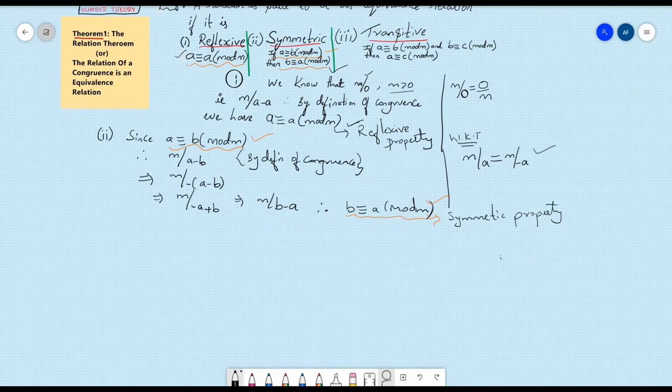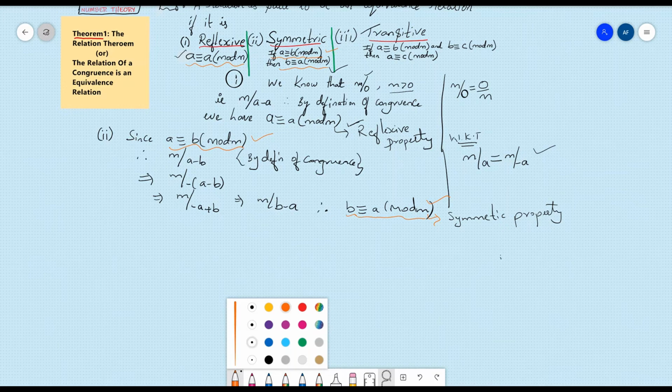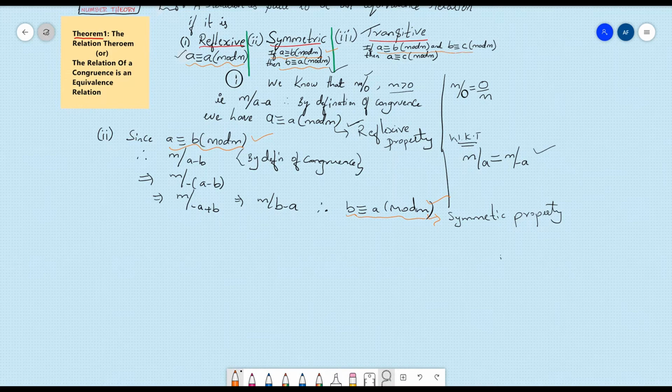Let's move on to the third property, that is transitive, where we are considering if A is congruent to B mod M and B is congruent to C mod M. These two things we are going to consider, and at last what we are going to prove? We are proving this one. This is A is congruent to C mod M.